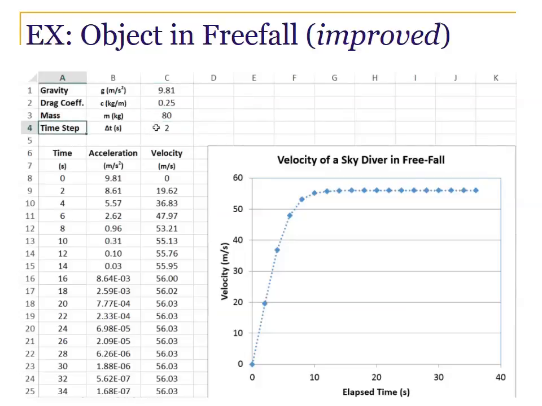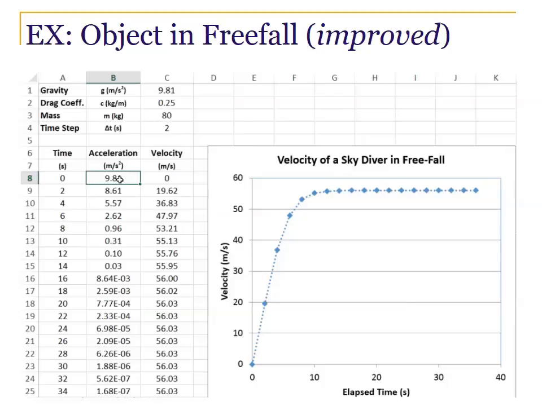Remember, the numerical method is valid for small delta t. How small is small? Well, we can play around with that a little bit later. I'll set it right now to 2 seconds. Okay, I'm going to look at time, acceleration, and velocity. I'll start out with starting time, 0 seconds, and I know my velocity at that starting time, 0 meters per second. With that, I can calculate my acceleration.